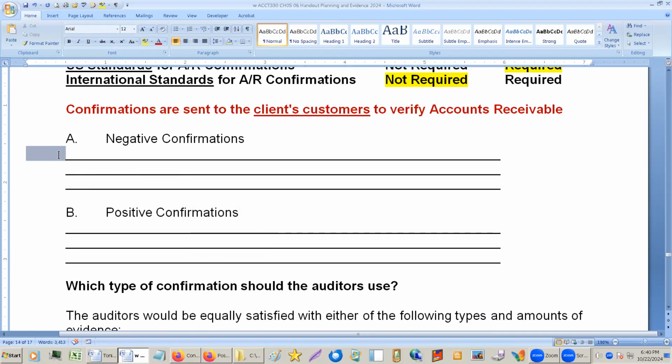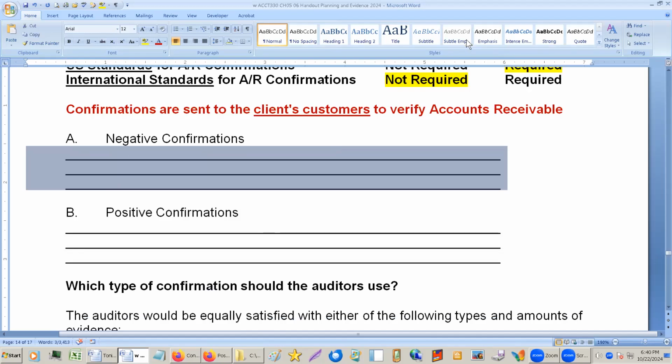Okay, negative confirmations. Now, notice when you send a confirmation letter out, it'll say, do you owe this amount? Do you owe $10,000 to IBM? Yes or no. Do I have an example? I took out the example.